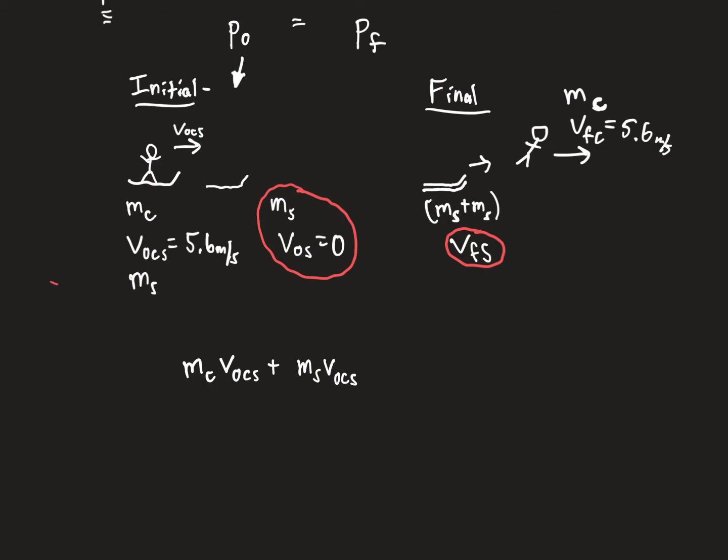Now this has to be equal to the final momentum. Final momentum, I have the mass of the sled plus the mass of the sled. That's the total mass of the two sleds combined times the velocity final of the sled. That's what I'm looking for. Plus the mass of the child times the final velocity of the child.